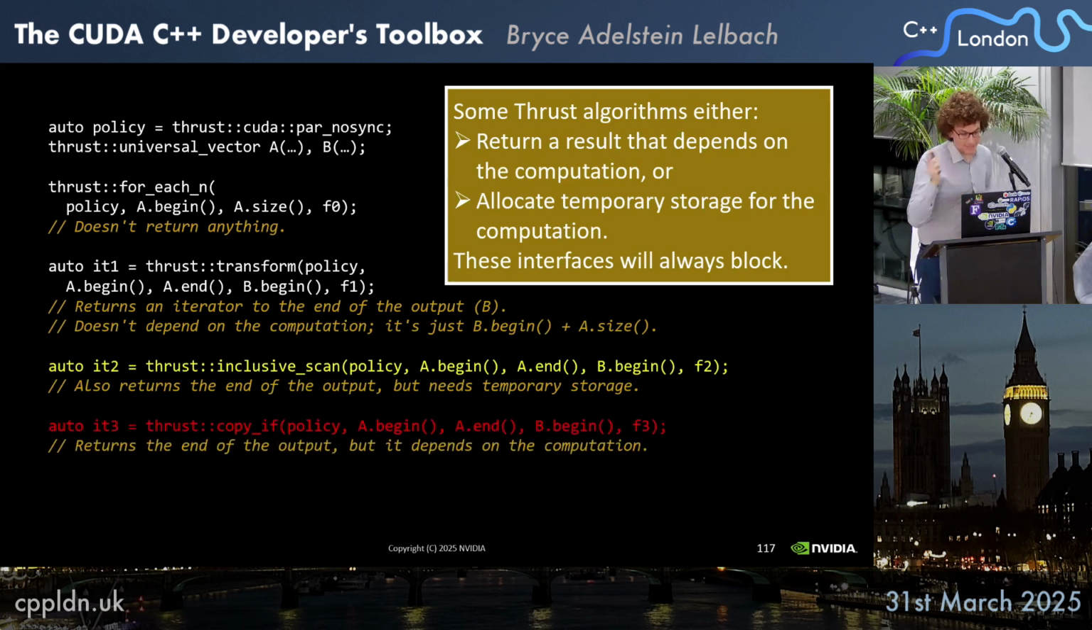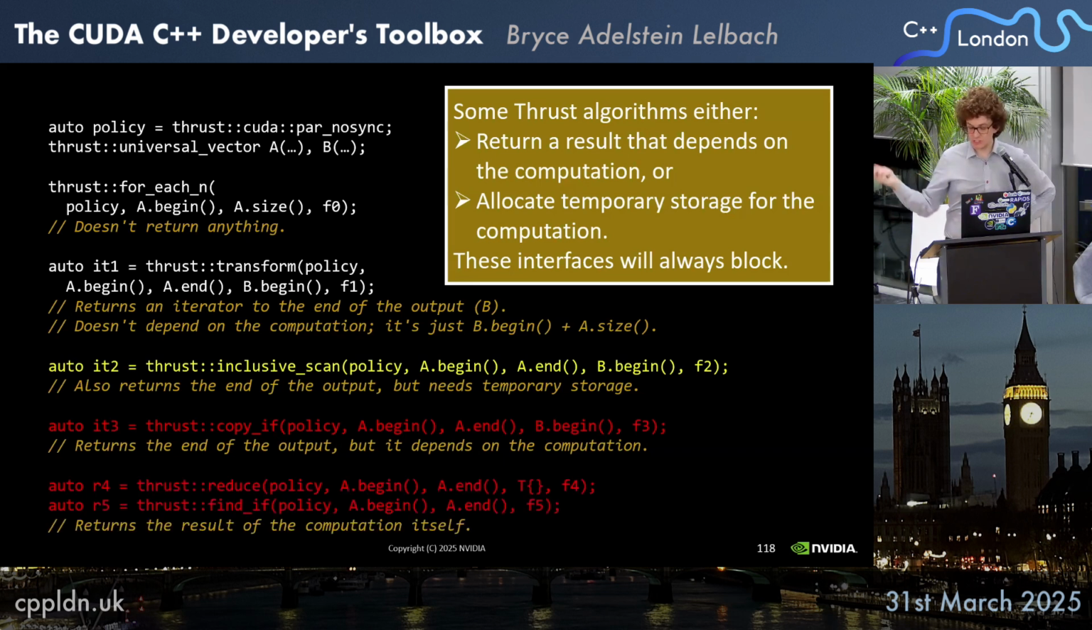Algorithms like copyIf return an iterator to the end of the output, but that depends on how many elements pass the predicate, which we won't know until the computation is complete. So these kinds of algorithms are implemented in terms of a scan. So they also need temporary storage. So thrust has to block before returning from these algorithms, even with the par no sync policy. And then reduction-based algorithms like reduce, count, find if, and max element return the result of the reduction, which requires blocking. So they also need to allocate temporary storage.